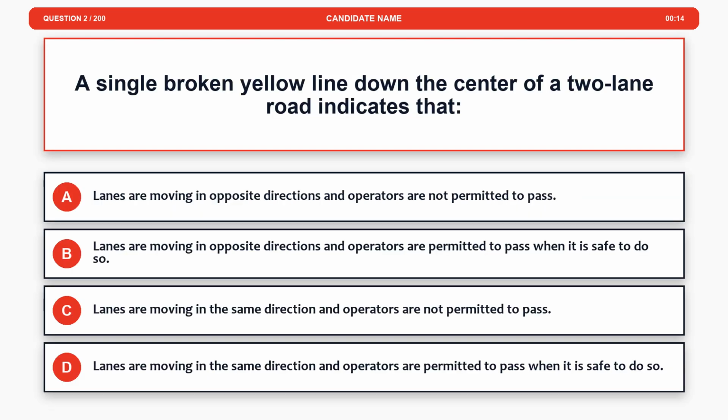Question 2. A single broken yellow line down the center of a two-lane road indicates that Option A. Lanes are moving in opposite directions and operators are not permitted to pass. Option B. Lanes are moving in opposite directions and operators are permitted to pass when it is safe to do so. Option C. Lanes are moving in the same direction and operators are not permitted to pass. Option D. Lanes are moving in the same direction and operators are permitted to pass when it is safe to do so.